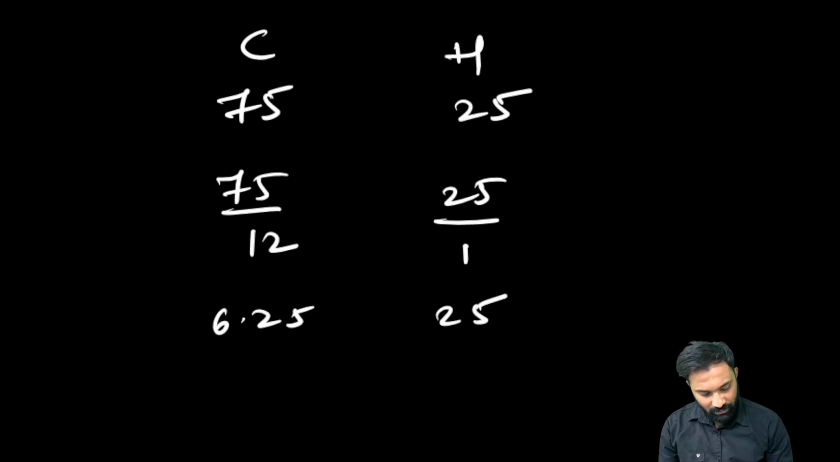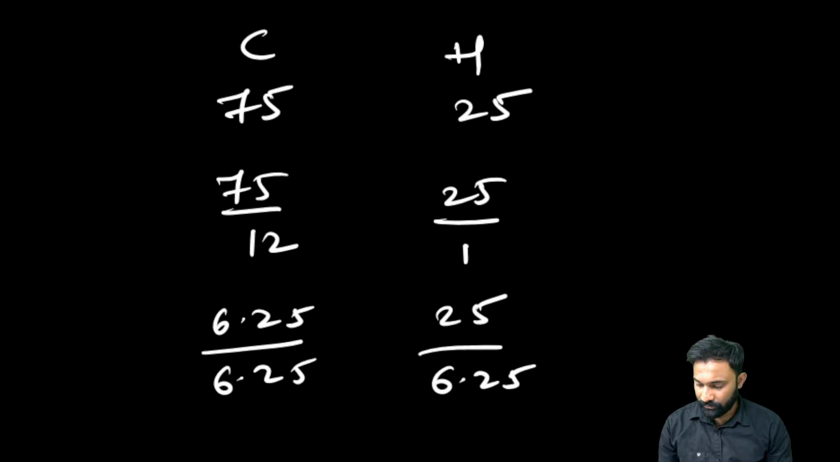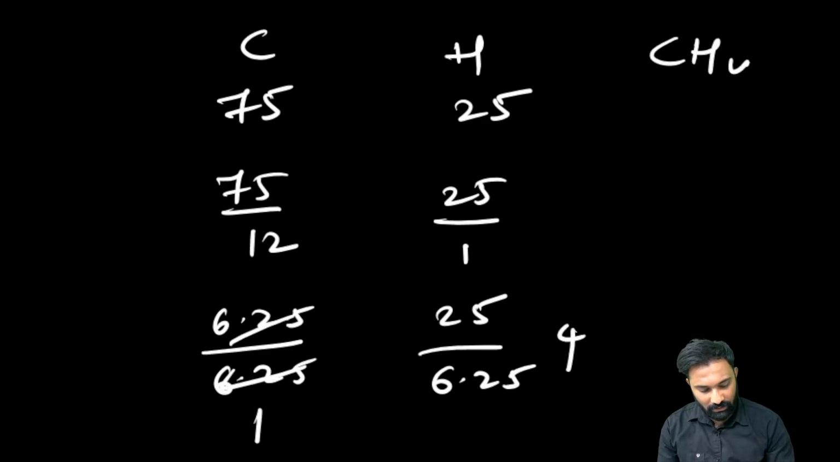And this one will give you 25. Now we need the simplest whole number ratio, so we divide both by 6.25. 25 by 6.25 will give you approximately 4. And this one will give you 1. So the empirical formula you got is C1H4, that is CH4. Then he is asking the molecular formula, right?